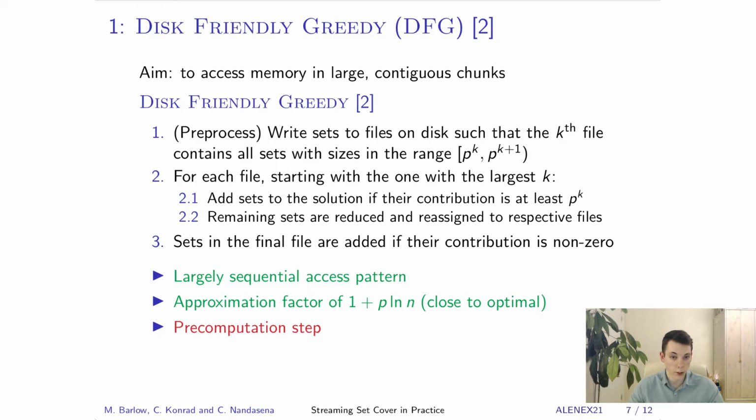However, this algorithm does have a large pre-computation step, and the footprint is still linear to the input size. DFG has been shown to perform well in practice. It produces solution sizes very similar to those produced by greedy, and it produces them in a fraction of the time, which is great. And we can even emulate these files in RAM rather than disk, so we can process smaller datasets faster, provided the dataset is small enough to fit in RAM, of course.